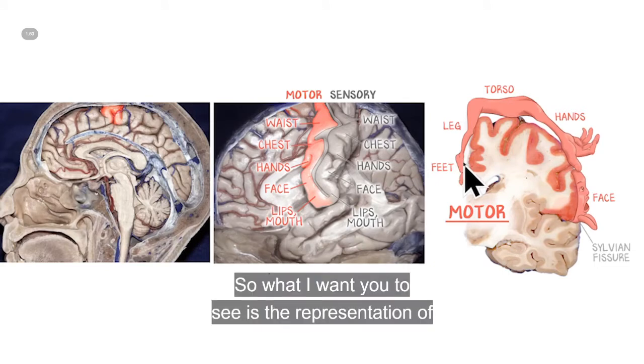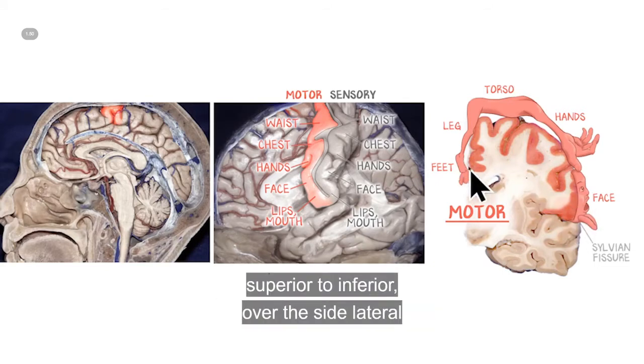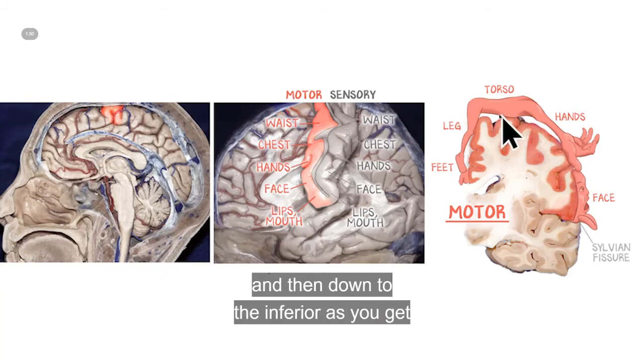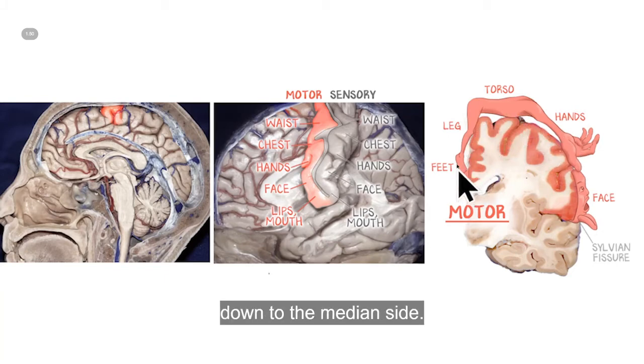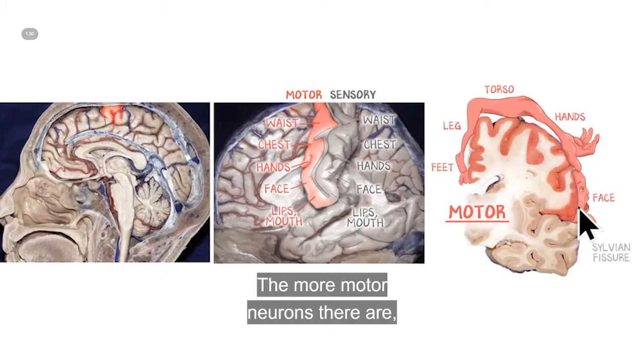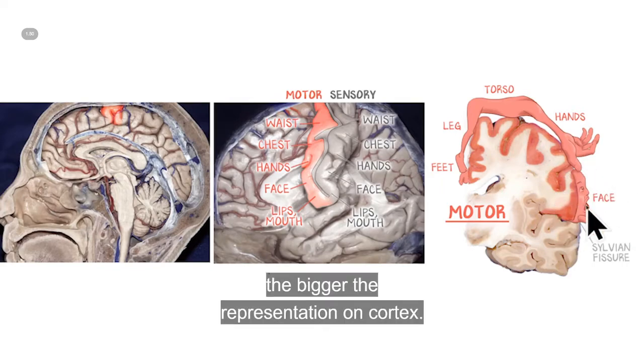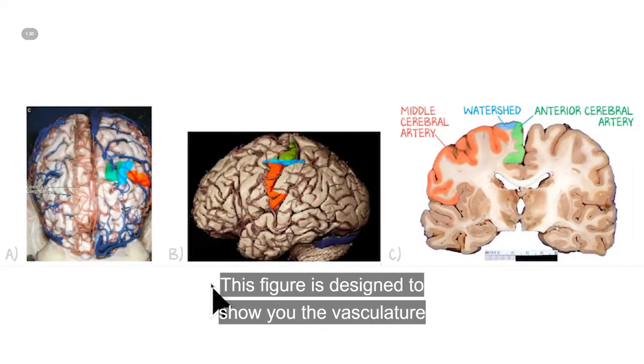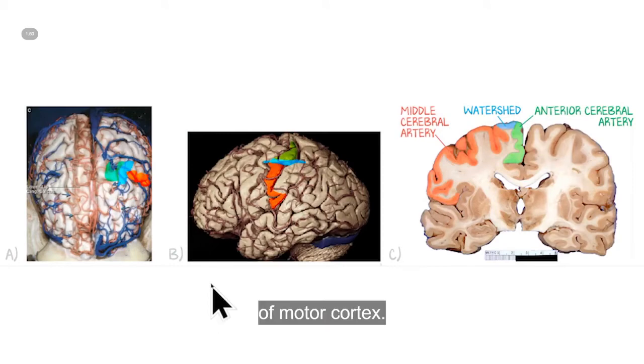So what I want you to see is the representation of superior to inferior over the side, lateral, and then down to the inferior as you get down to the median side. The more motor neurons there are, the finer the movement, the bigger the representation on cortex. That's the homunculus. This figure is designed to show you the vasculature of motor cortex.